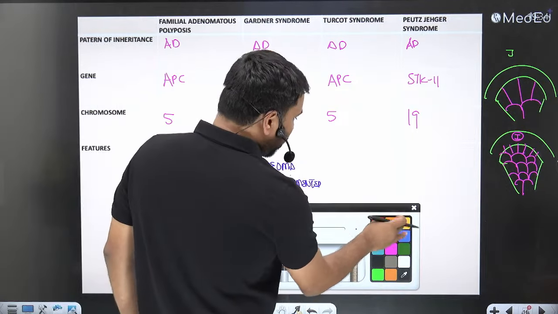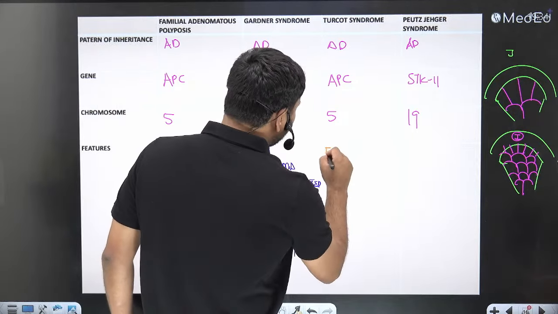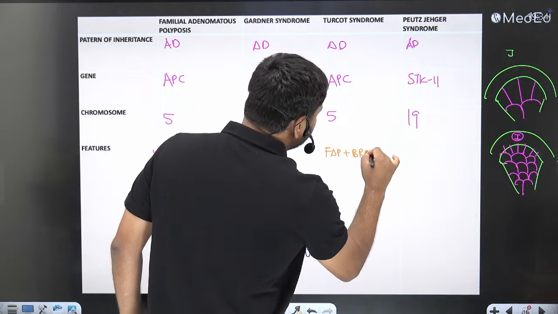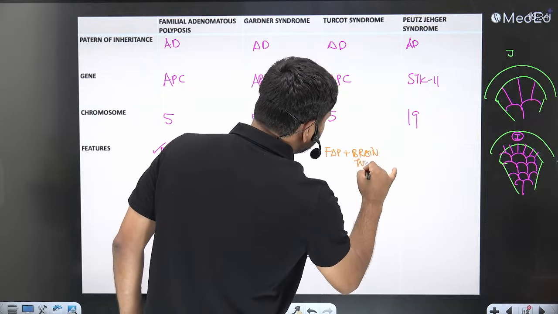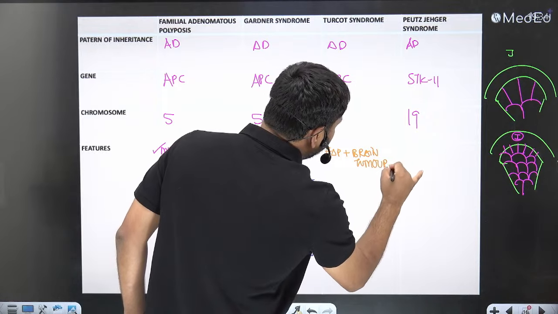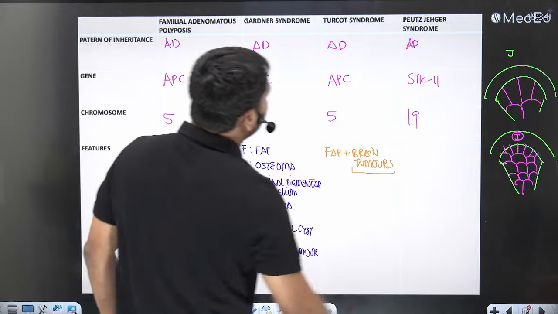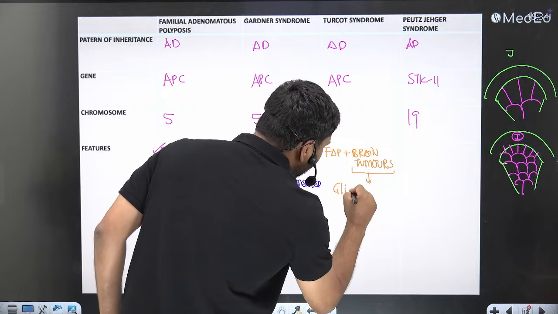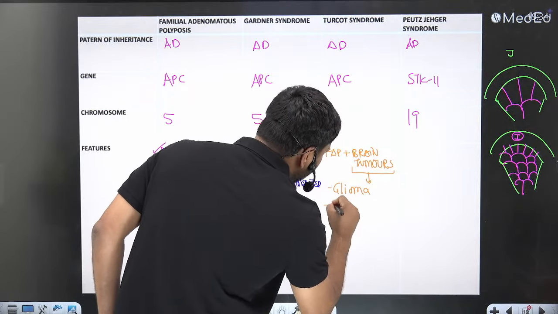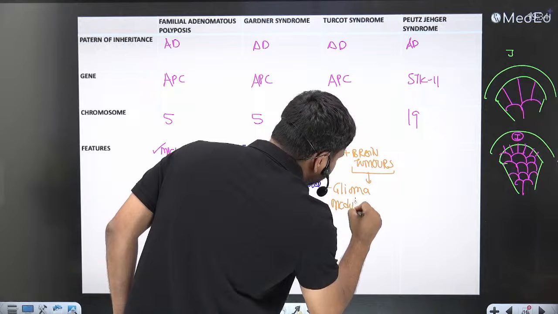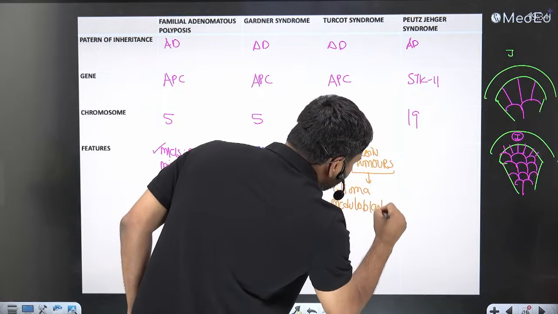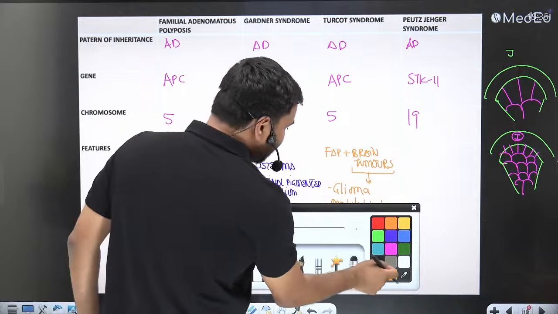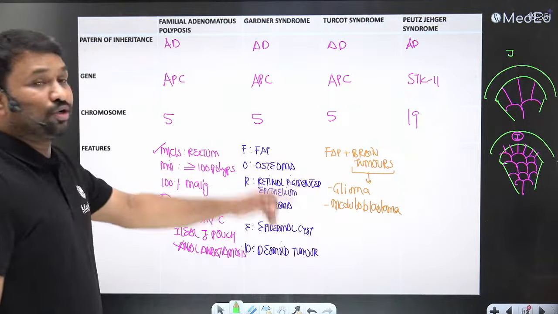What is Turcot syndrome? Turcot syndrome is a component of familial adenomatous polyposis with brain tumors. FAP with brain tumors, this is what we call the Turcot syndrome. When we talk about the brain tumors, we have tumors like gliomas and medulloblastoma. Gliomas and medulloblastoma, right? So these are the components that will be present in your Turcot syndrome.